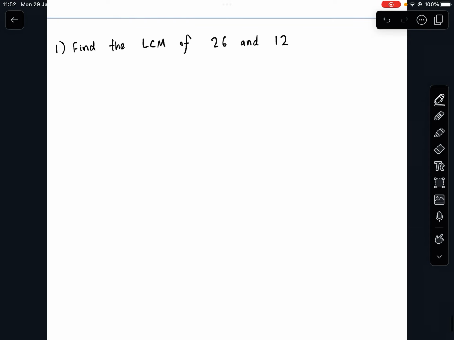Here's our first problem. Find the LCM of 26 and 12. So let's write both of these numbers in our diagram. This time, instead of looking at only one number, we look at two numbers at the same time. What's the smallest prime number that I can divide into any one of them? It doesn't have to be both of them, it can just be any one of them. Our prime numbers were 2, 3, 5, 7, and 11. Well, 2 divides into both of them. So we have 2 here.